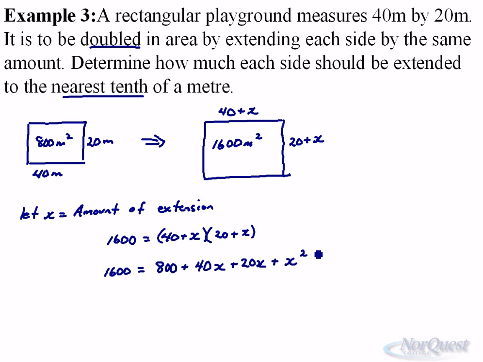Since this is a quadratic, let's set it equal to 0. So 0 equals x squared. I'm going to write it in the proper form. I've got 40 plus 20, which will give me 60x. And I have 1,600 when I take it to the other side. So 800 minus 1,600 will give me minus 800. It's a little bit big numbers to work with.